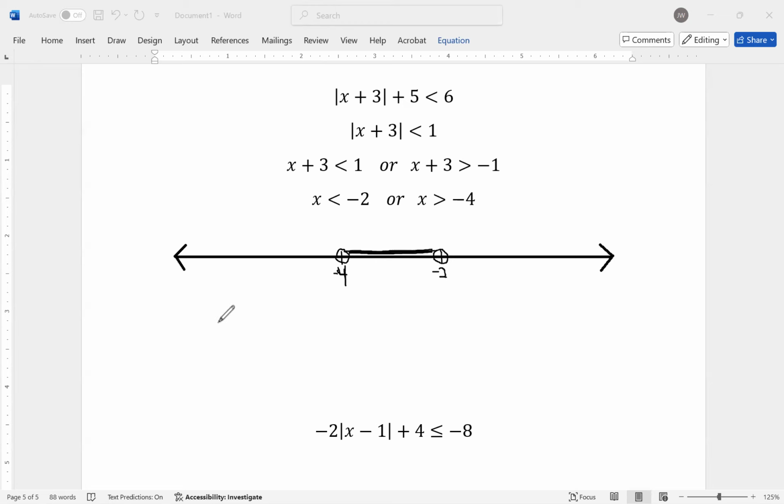In terms of interval notation, the interval notation here is pretty straightforward. We're going parentheses, -4, comma, -2, end parentheses. So that's the solution to this absolute value inequality. Let's look at the next one.